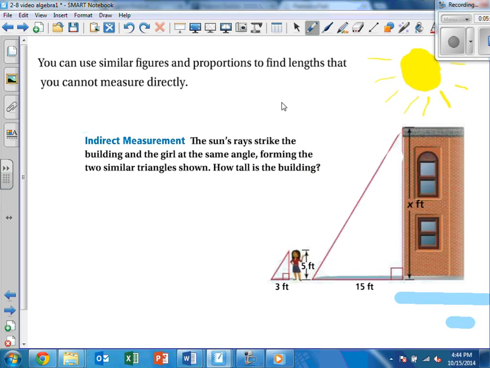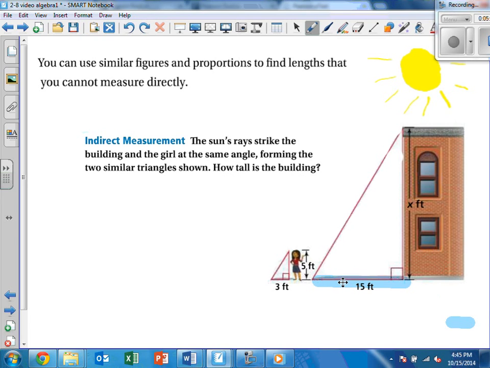You can use similar figures and proportions to find lengths you cannot measure directly. What do I mean by that? Suppose I wanted to know how tall this building was. And unless I was Spider-Man, I might have a hard time climbing up that building to measure the height of it. So here's a cool thing that can help me out. The sun's rays strike the building and the girl at the same angle, forming two similar triangles below. So now how do I find out how tall the building is?